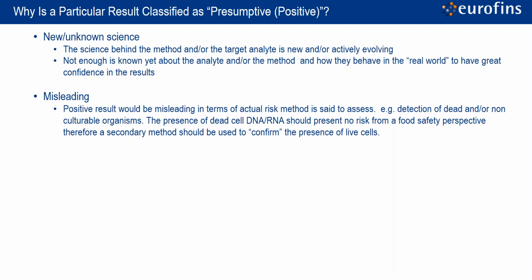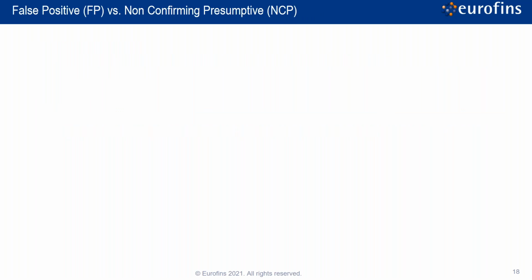Misleading. The positive result could be said to be misleading in terms of the actual risk. For example, in the case of PCR, you can have detection of dead cells or non-culturable organisms. The presence of dead cells, DNA or RNA should present no risk from a food safety perspective. I'd argue that's not necessarily the case, but you could say it does not. And therefore you would need a secondary method to confirm the presence of live cells.